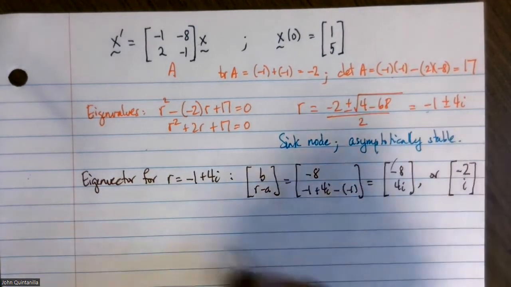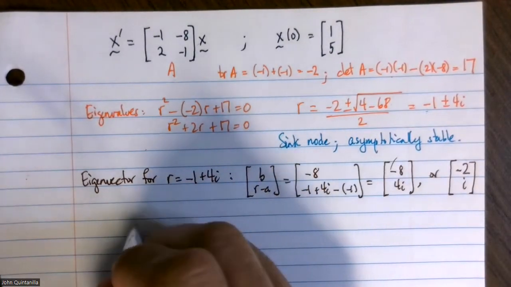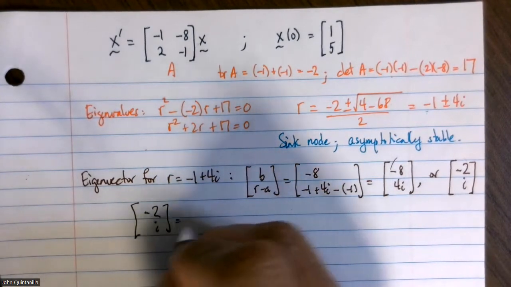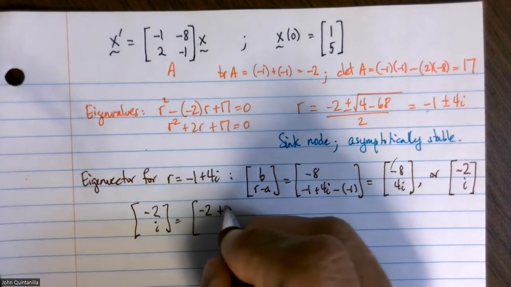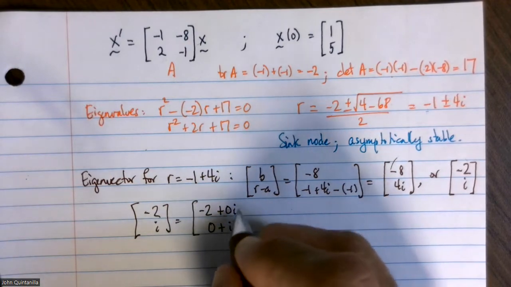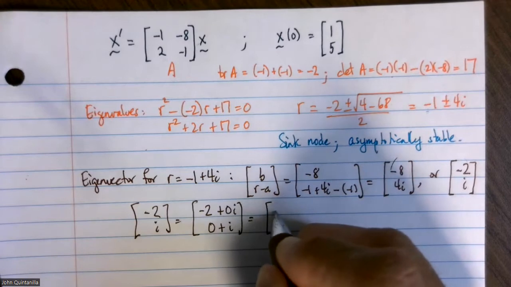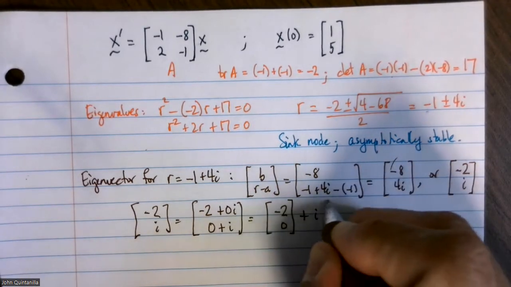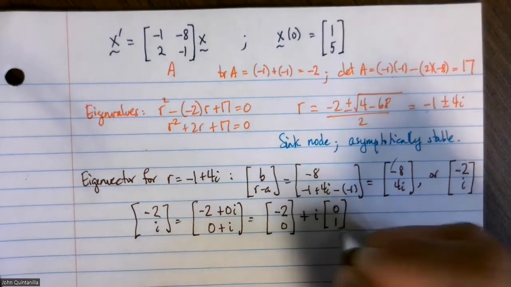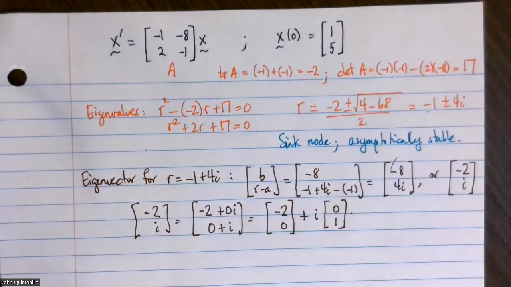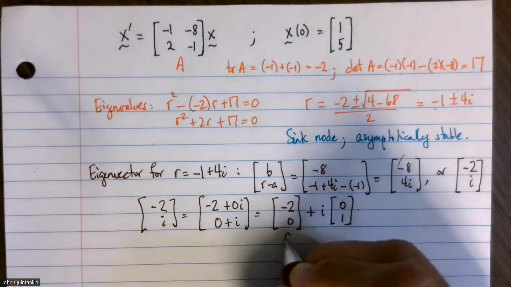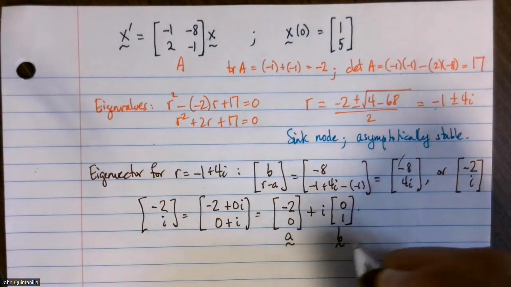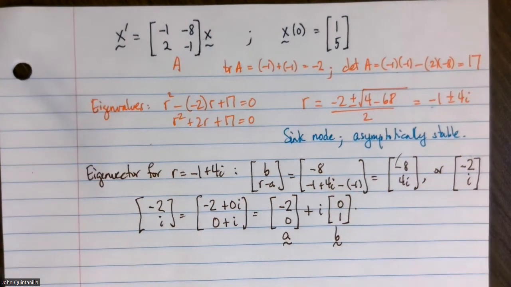So this is a complex eigenvector, not surprisingly. And we can split it up as -2 plus 0i, then 0 plus i. And so the real part will be -2, 0. And then the imaginary part will be 0, 1. All right, and that'll become important. So this is going to be the vector A, not the number A, but the vector A that I use in the formula. This will be the vector B that I use in the formula.